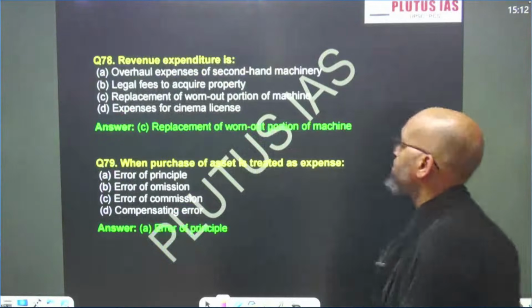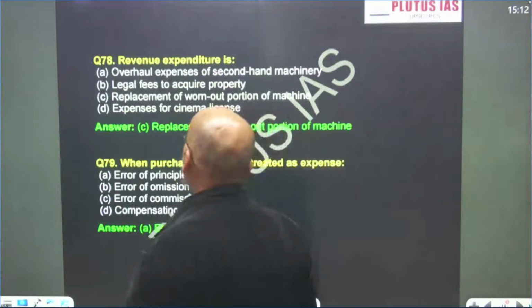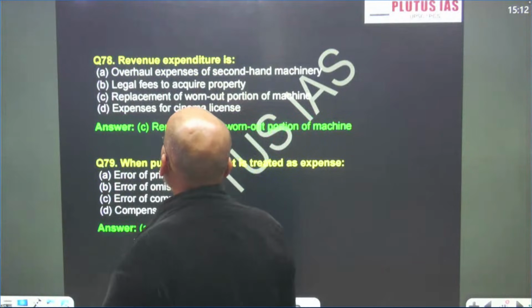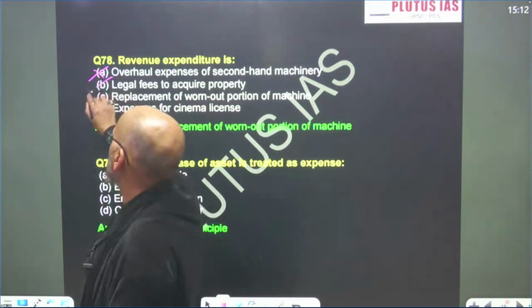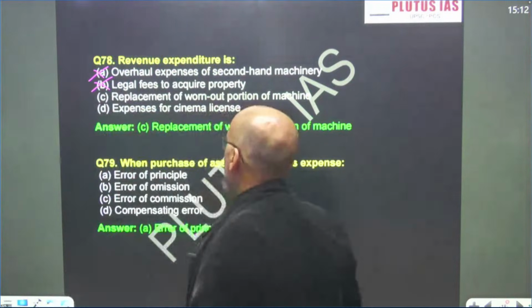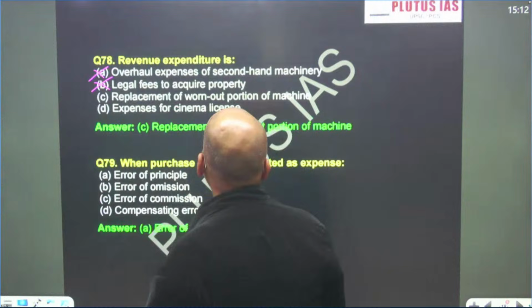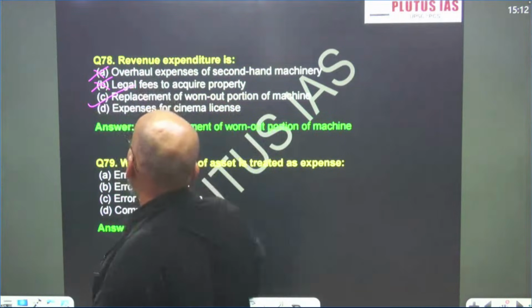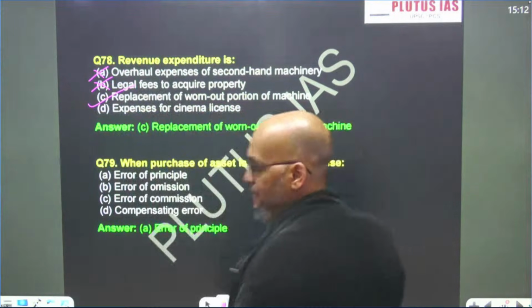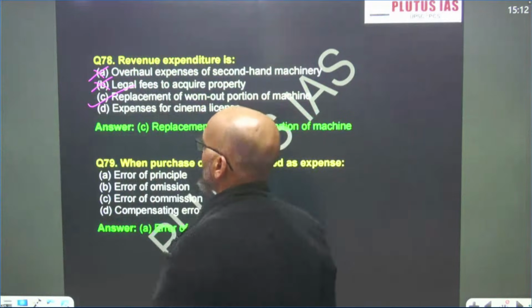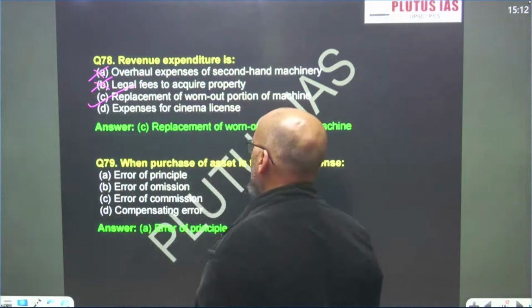Fine. Next, which is revenue expenditure? Overhaul expenses of second-hand machinery. Option B, legal fees to acquire property. One is wrong, B is wrong. C is replacement of worn out portion of machine. Option C is correct. This is revenue expenditure.